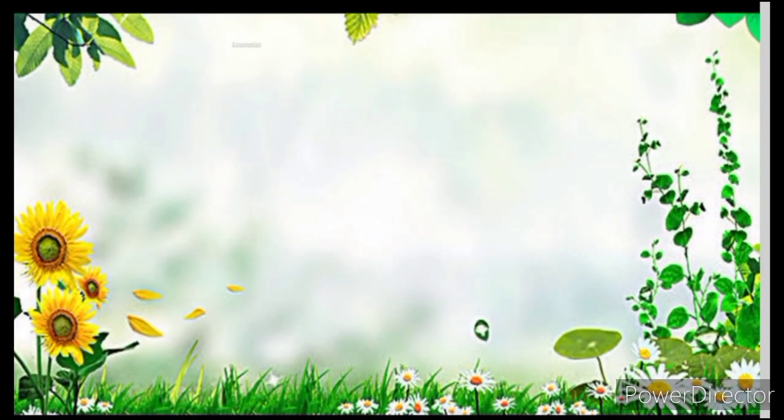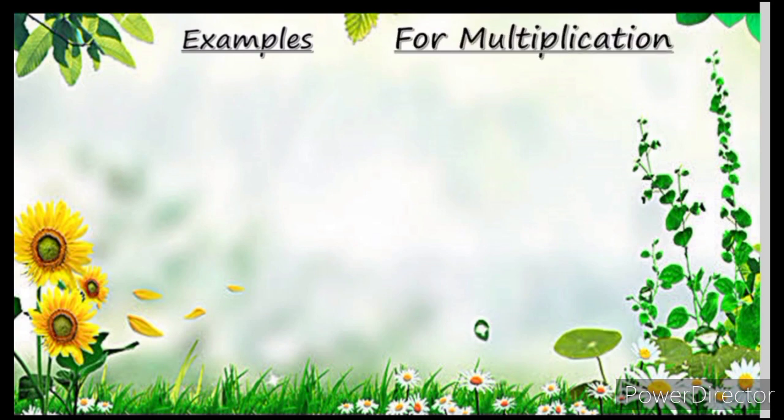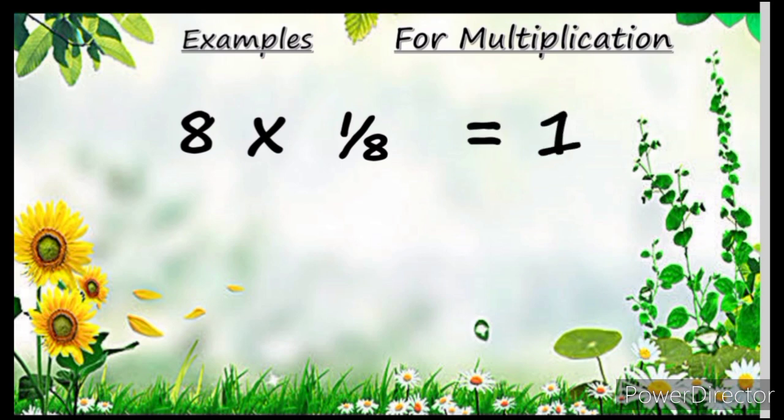Now let's try these examples. And this is for multiplication. 8 multiplied by its multiplicative inverse, which is 1 over 8. What is our product? The answer is 1.